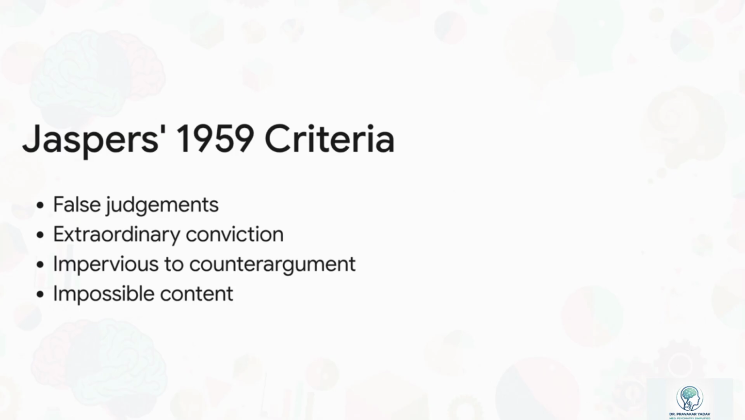For a belief to be an official delusion, it had to be a false judgment, held with extraordinary conviction, totally impervious to counter-arguments, and the content itself had to be physically impossible. So a clinician would just look at this list, and if a patient checked these boxes, boom, they had a delusion. It was a highly rigid, categorical way of looking at it.